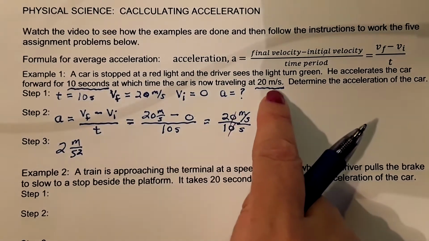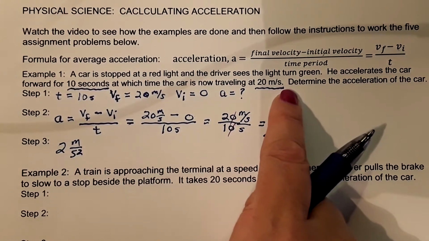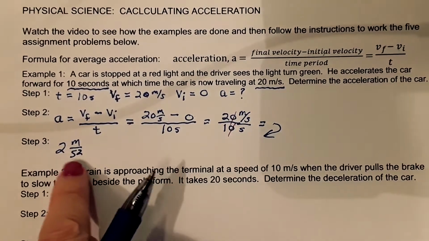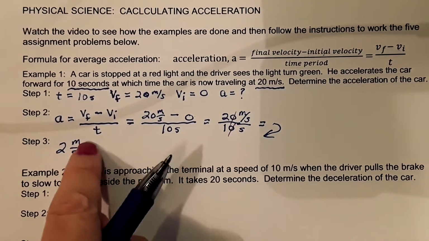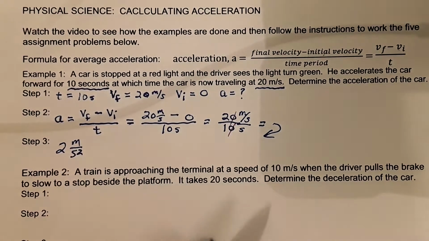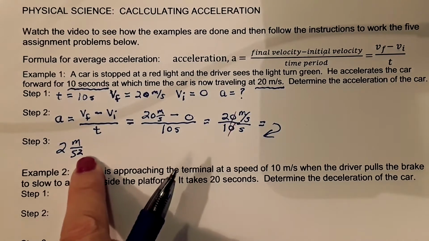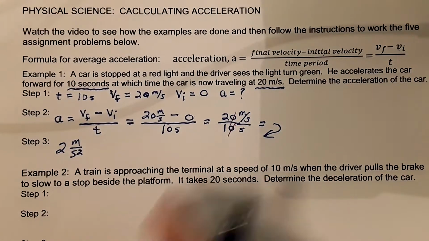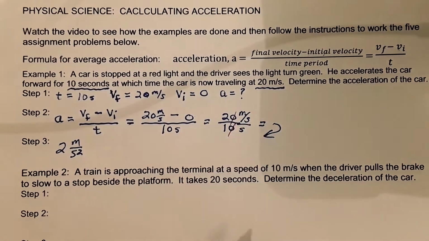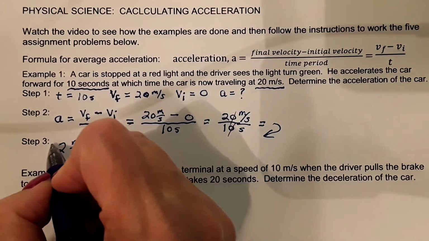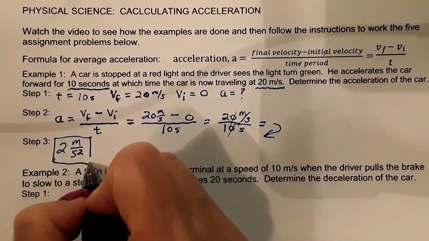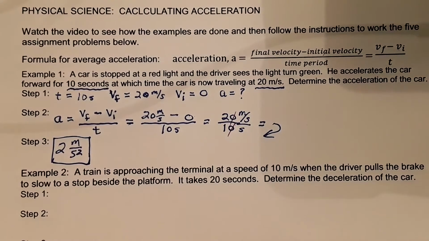Remember, velocity is meters per second, but rate of change in velocity is meters per second squared. Don't forget that. If there's a square there, it's acceleration. If there's not, it's velocity. Okay? That's how you know. All right, so there's the answer to that one.